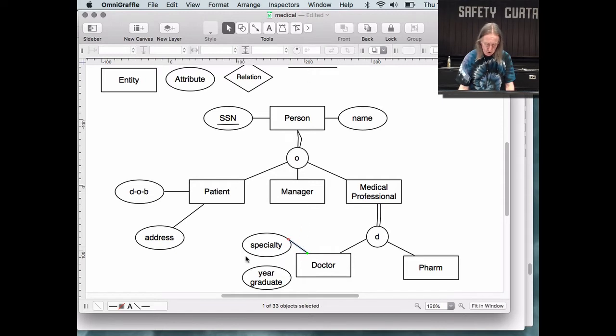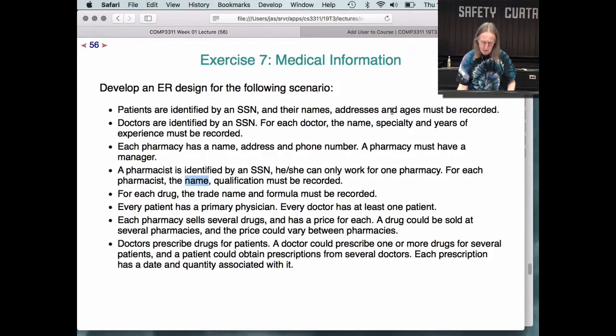And it's interesting, we don't seem to care about the doctor's degree, which I always thought was a bit strange, but that was the way the problem was phrased. But we do care about a pharmacist's qualifications. So that was one of the other pieces of information associated with a pharmacist.